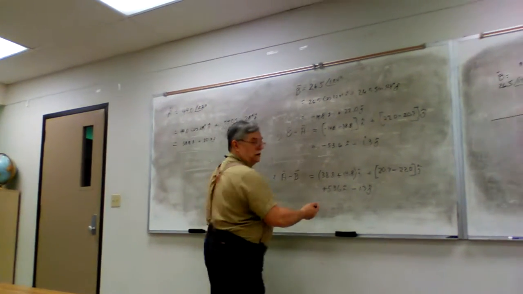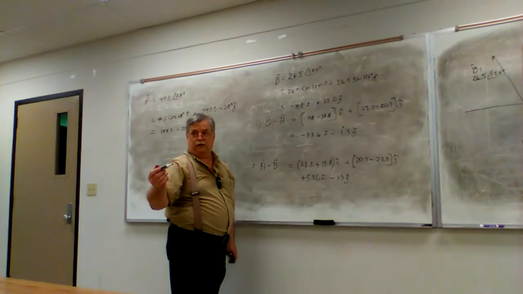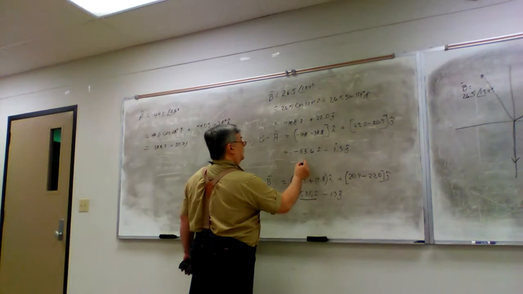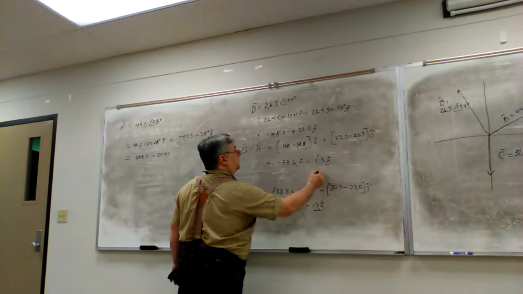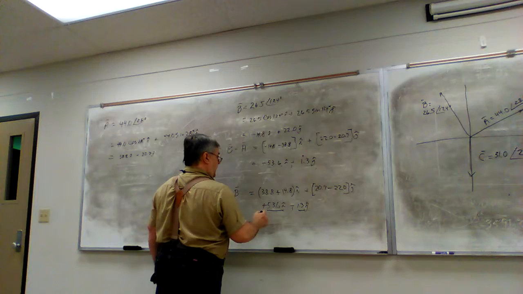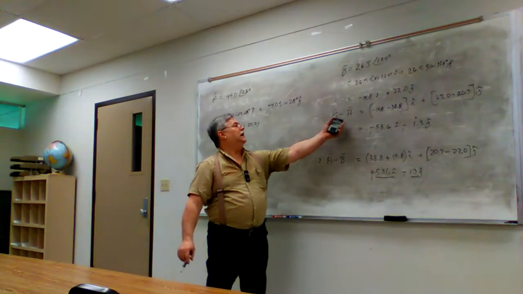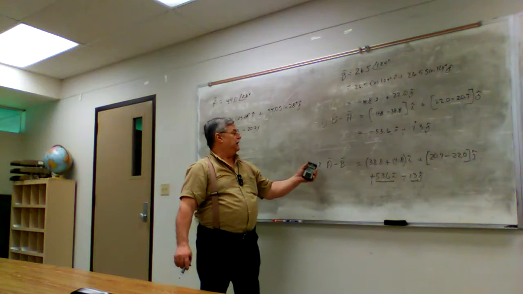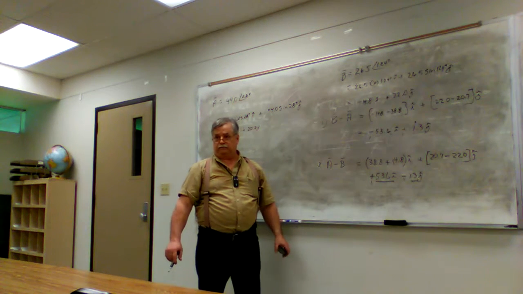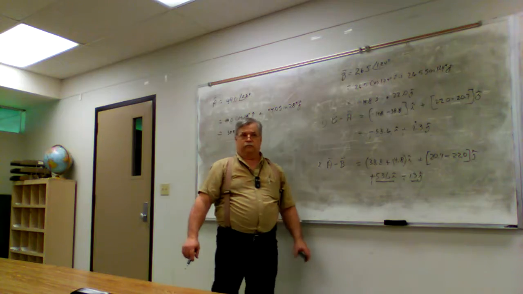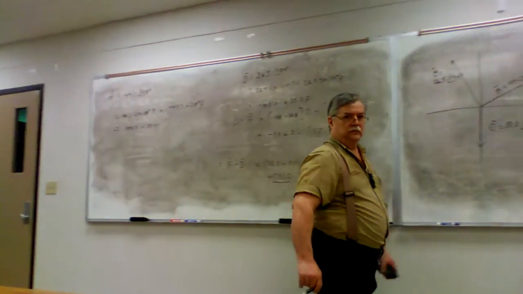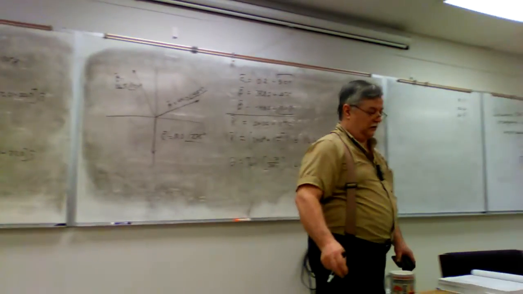Now, look here. This is the whole point we wanted to see. The components are the same, but they're all opposite. So B minus A is the negative of A minus B. That was the whole point of number 10.